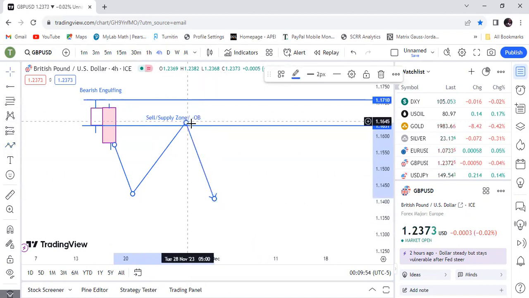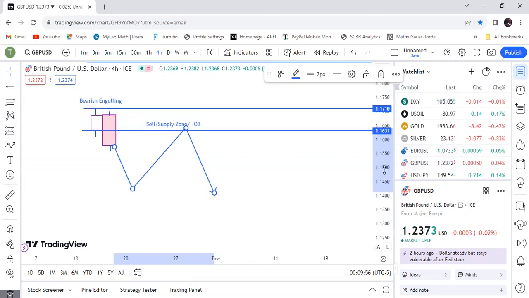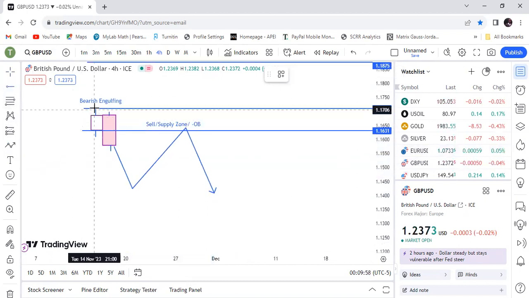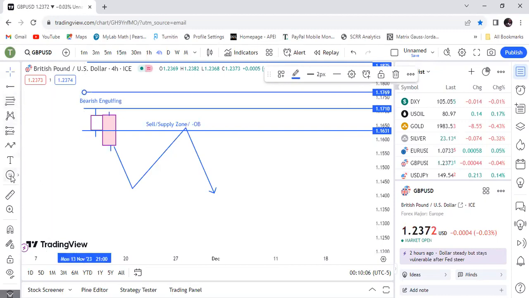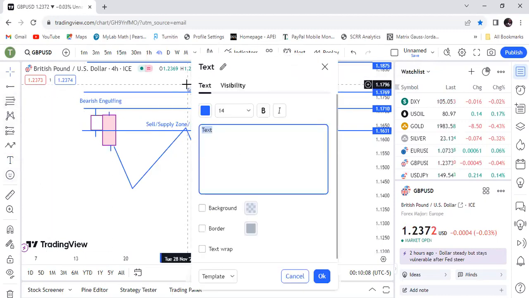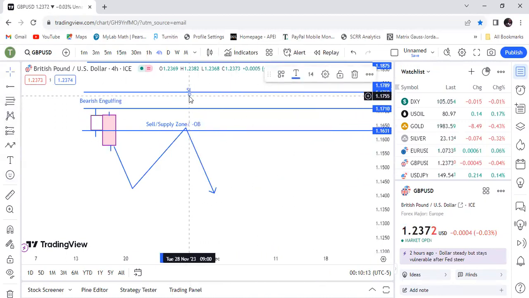So that is how we take our sell entry from this region, and then we can have our stop loss like 20 to 30 pips from the top of this wick. That is the highest wick. So around that point, that is where we want to set our stop loss.